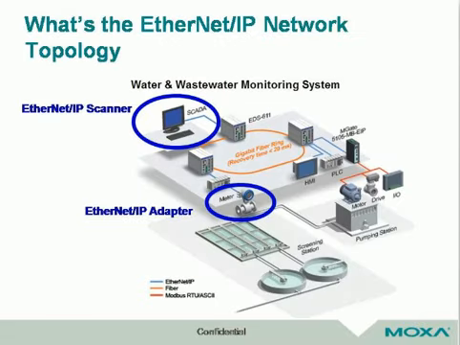Please take a look at this topology. This is a water and wastewater monitoring system. Generally speaking, there should be a master that sends requests to a slave, and the slave will respond to provide some information to the master. In EtherNet/IP, the master is called the EtherNet/IP scanner. In this case, the SCADA is collecting data via the EtherNet/IP network, and the slave, the meter that is monitoring the water information, is called the EtherNet/IP adapter.